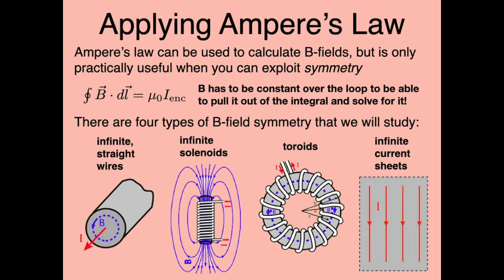But there's a catch. Ampere's law is really only useful if we can exploit some kind of symmetry. So it's similar to Gauss's law in that sense. We can only use it when we have a certain symmetry that we can use.